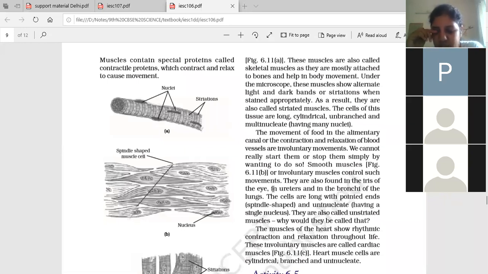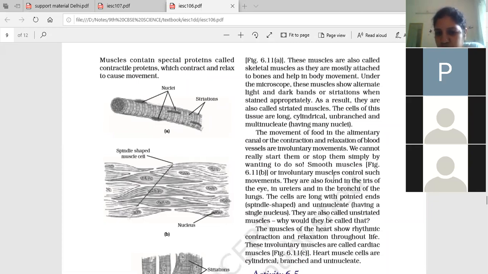You have learned last year, inside the iris there is a pupil. The movement of the pupil size, whether it decreases or increases, is also not in our control. In bright light the size decreases. In dim light the size will increase. So that movement is also not in our control. That is controlled by smooth muscles.